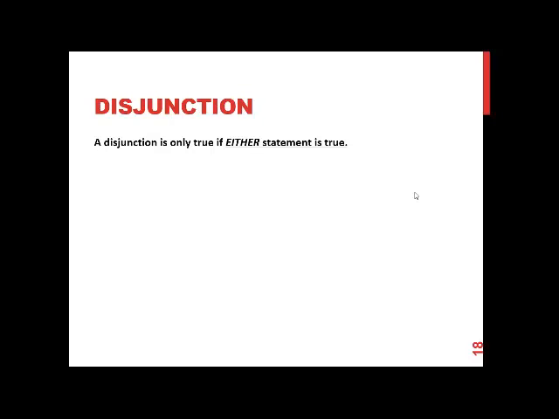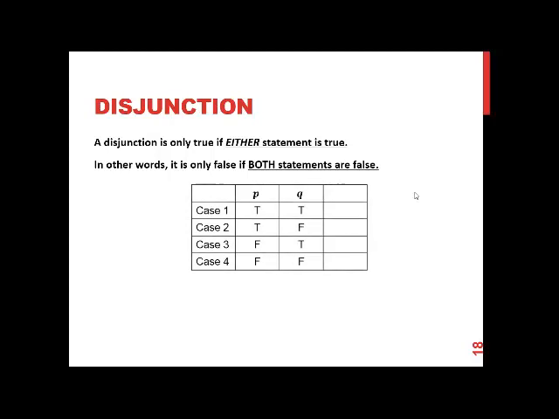Disjunction. Disjunction is true if either statement is true. In other words, the only time it's false is if both statements are false. So looking at our cases here, we've got P or Q. Is at least one of them true? Yes.